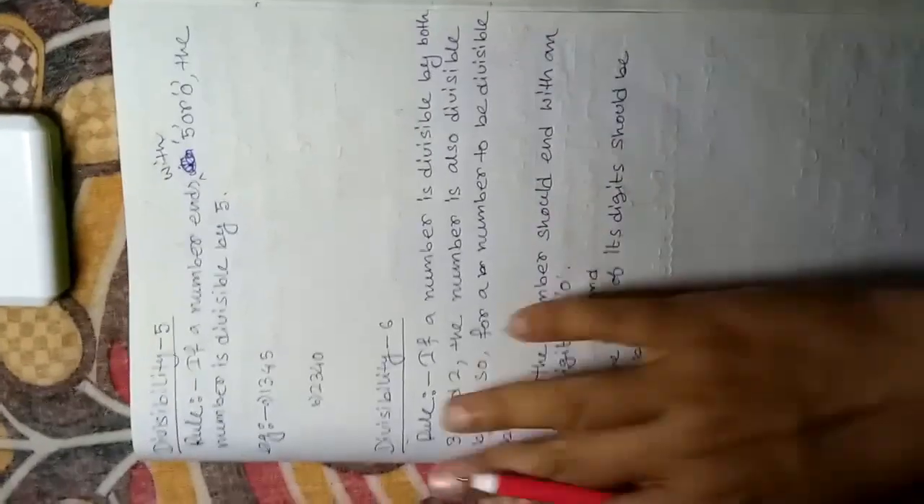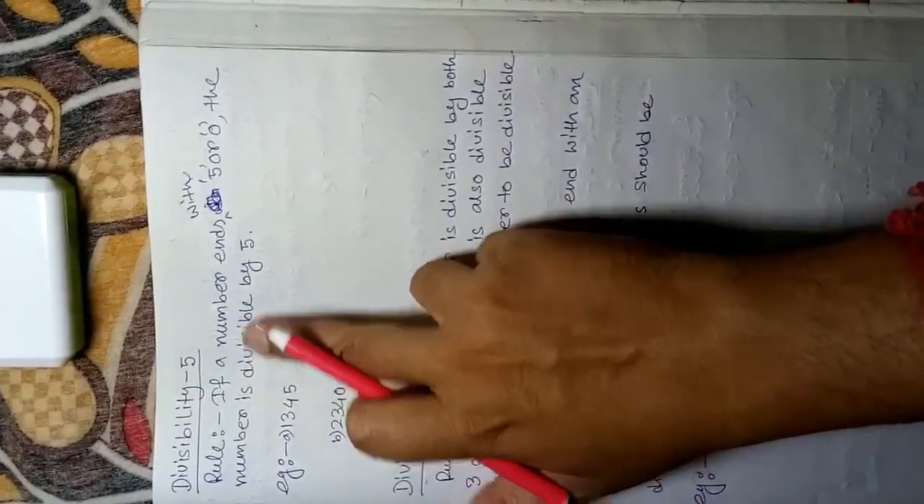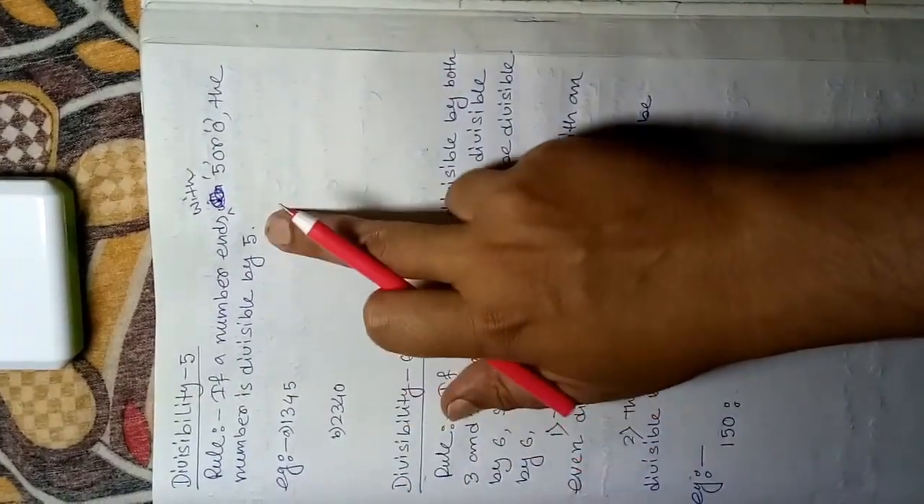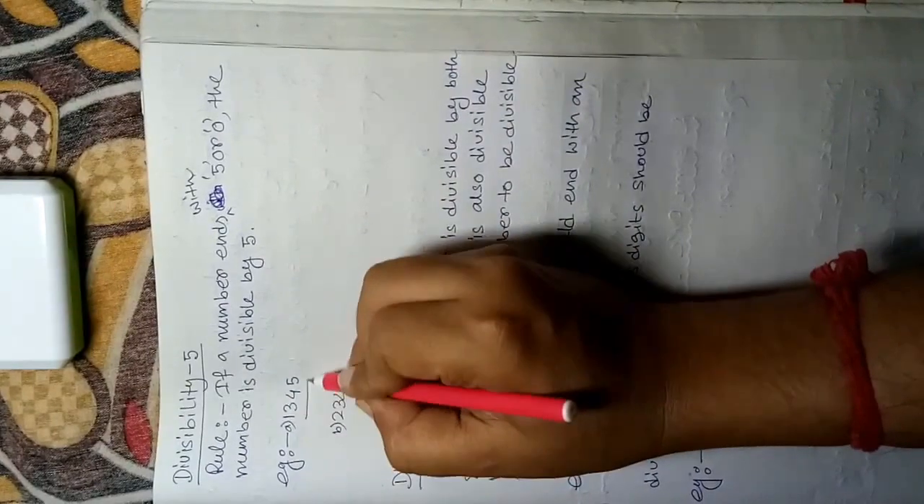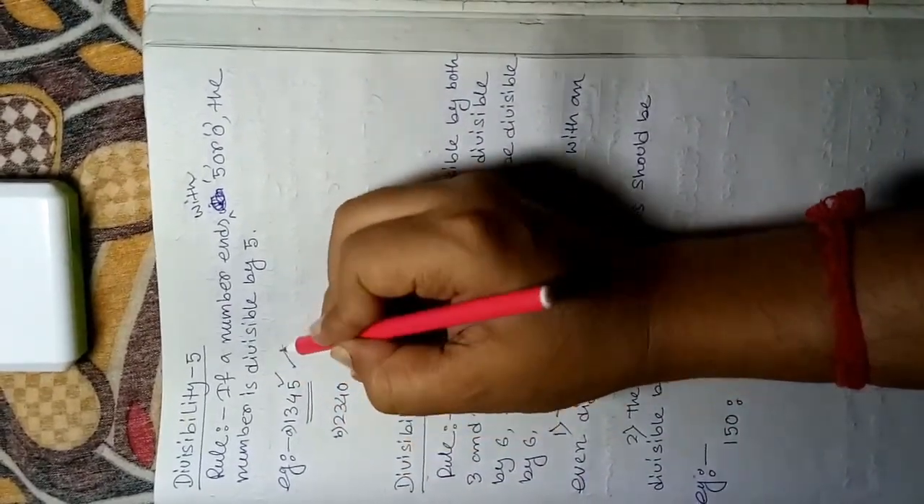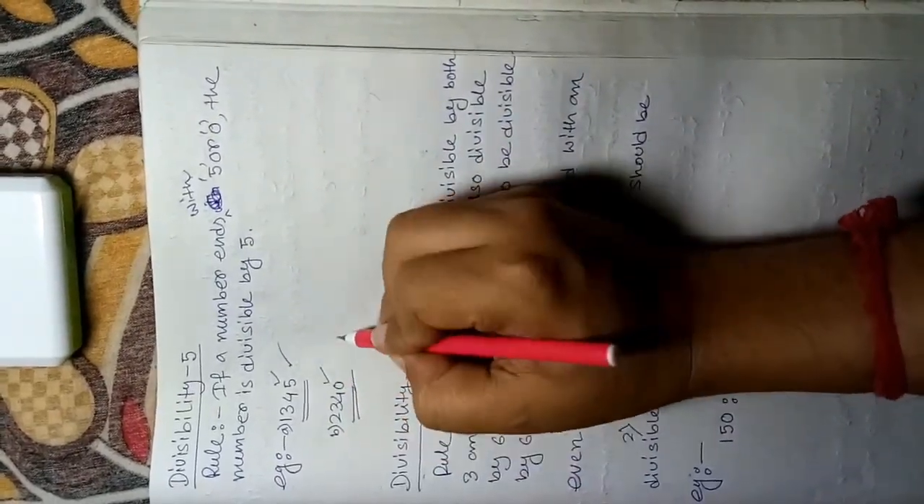Now we are with the divisibility by 5. So the rule is if a number ends with 5 or 0, the number is divisible by 5. So we can see that 1, 3, 4, 5, the number ends with 5. So this number is divisible by 5. And here the number ends with 0, so the number is divisible by 5.